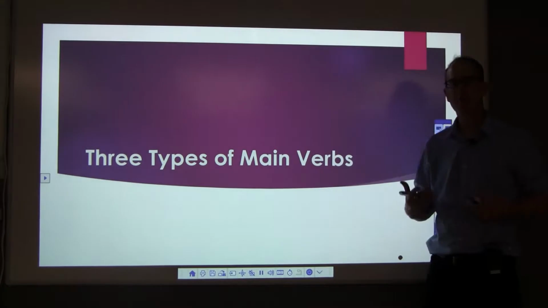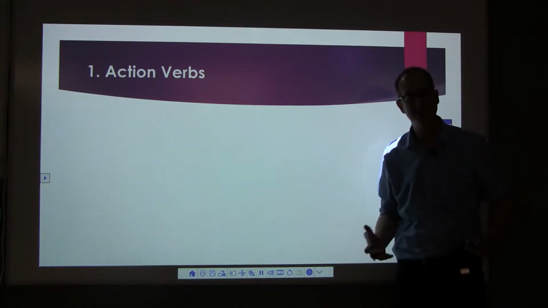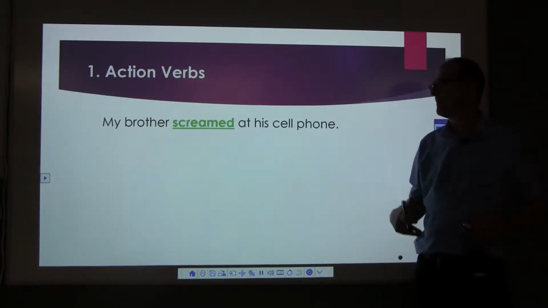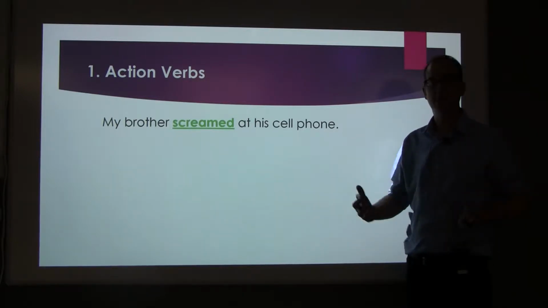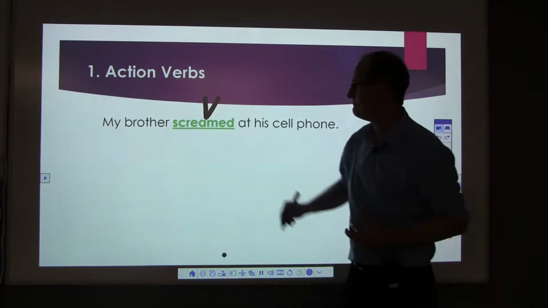All right, there are three types of main verbs. The first is the most obvious, and that's an action verb. Okay? So let's look at an example. My brother screamed at his cell phone. There's some screaming going on here. There's an action. Screamed is the main verb.